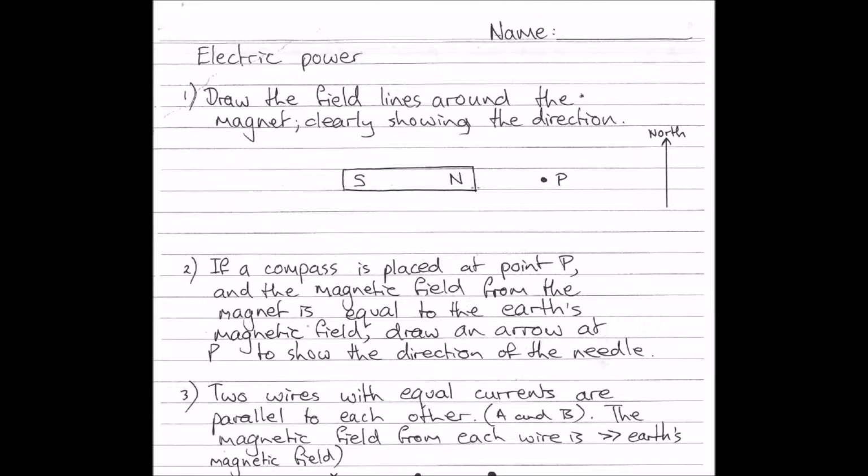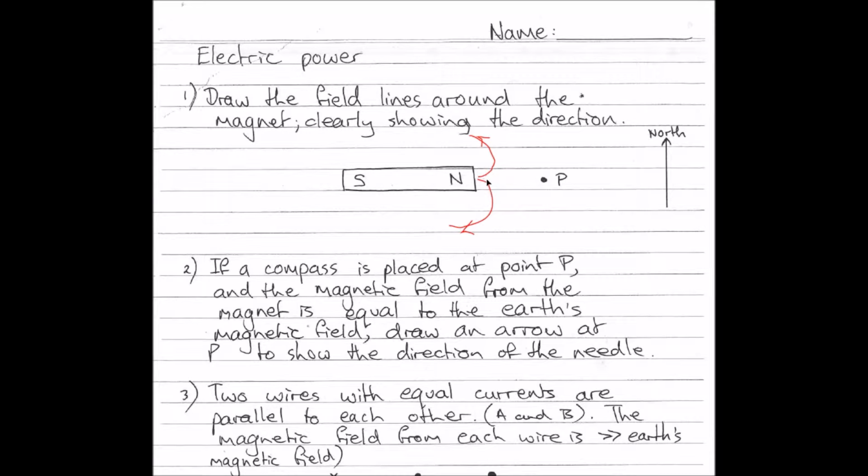Just starting at the beginning here. Most of you are fine when it comes to drawing the magnetic field lines around the magnet. So you do that, and that's all cool. But then you get confused with what's going on here. You've got to think about what the question is saying. It's saying that at point P, the magnetic field from the magnet is equal to the Earth's magnetic field.